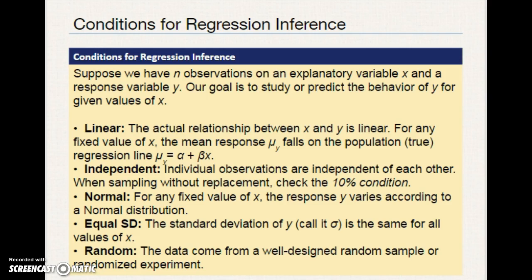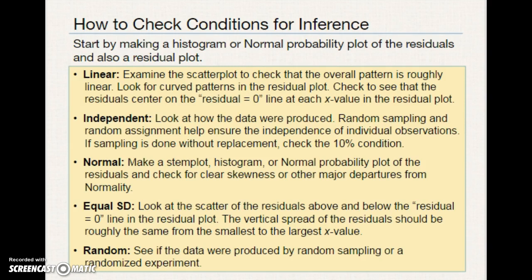Again, what's really nice in your book is they also provide you with how to check them. They provide you with this little list of, okay, what you really should do is make a graph. And they suggest a histogram or a normal probability plot and your residual plot. And all of those can be made on your calculator, and they might even be provided for you from computer output. So again, linear, it just says look at the scatter plot, check to make sure that the overall pattern looks like a line. You should also look at the residual plot and just make sure that it's sort of centered around 0. The residual plot should look very scattered. There shouldn't be any pattern to it.